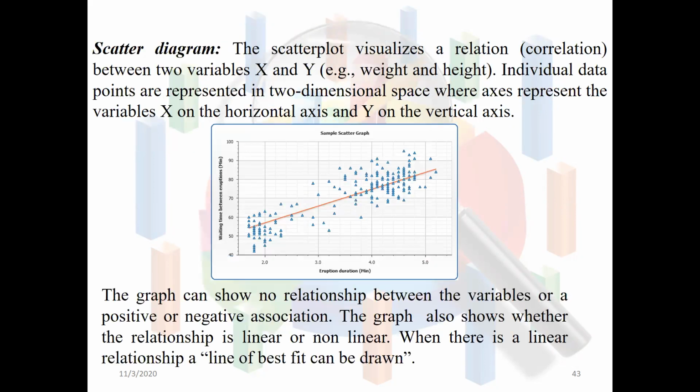Scatter diagram. The scatter plot visualizes a correlation between two variables x and y. For example, weight and height. Individual data points are represented in two-dimensional space where axes represent the variable x on the horizontal axis and y on the vertical axis. The graph can show no relationship between the variables or a positive or negative association. The graph also shows whether the relationship is linear or non-linear. When there is a linear relationship, a line of best fit can be drawn.